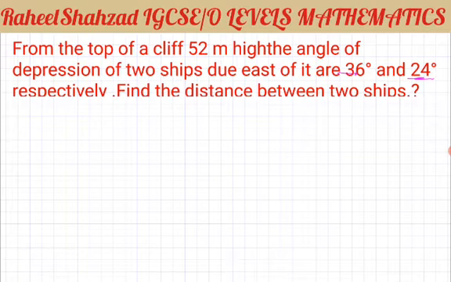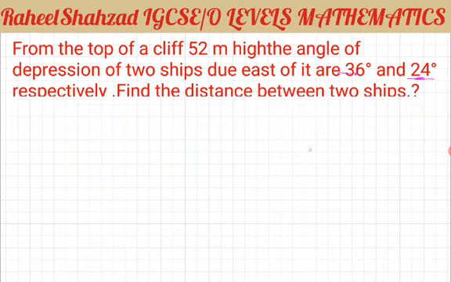For this particular question, we start from the top of a cliff 52 meters high. The angles of depression of two ships due east of it are 36 degrees and 24 degrees respectively. We need to find the distance between the two ships.